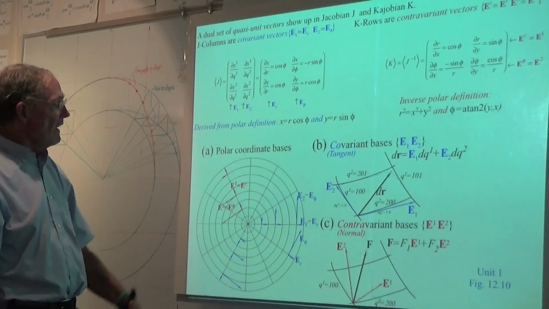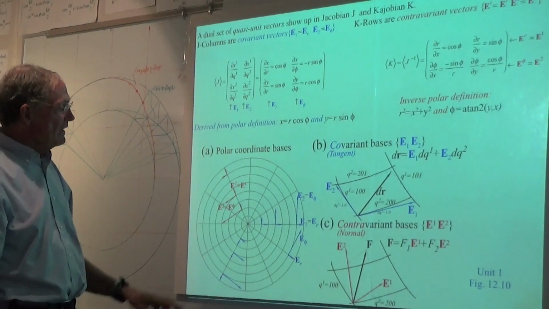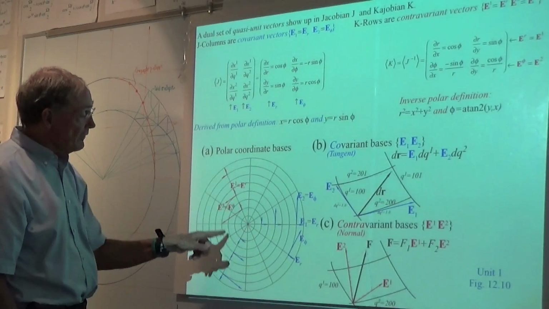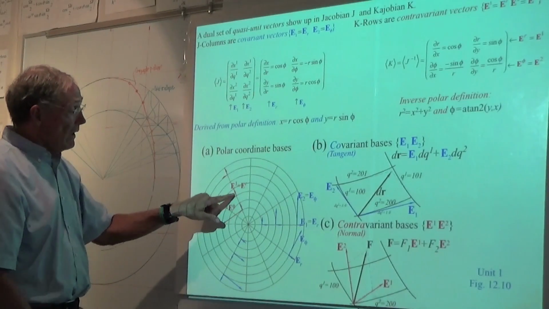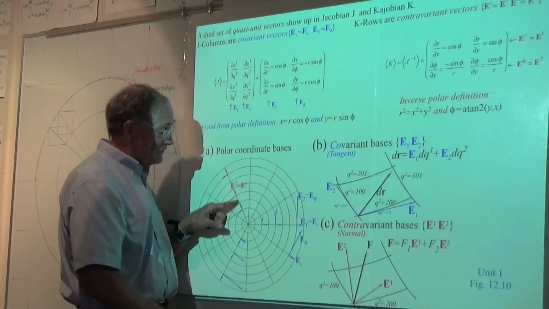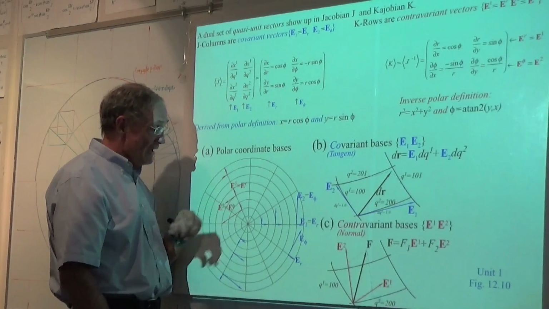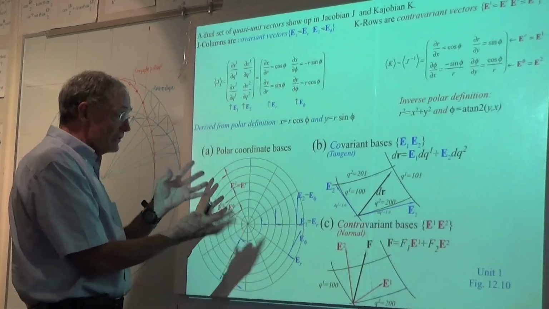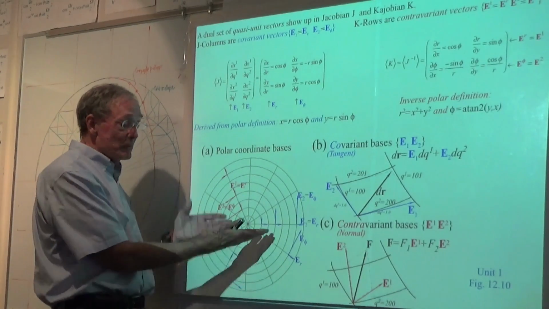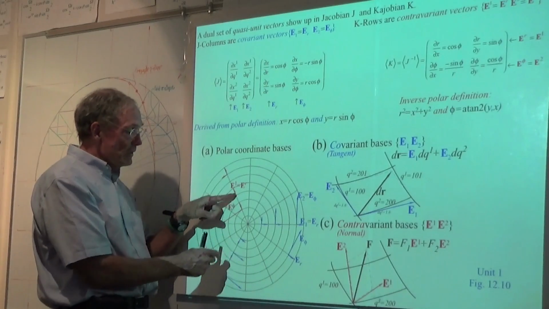E super R is normal to the R equal a constant surface. Well, it just points along the radius. It doesn't do anything different than this one does. They are the same. But that's because this is an OCC, an orthogonal curvilinear coordinate. And with respect to R, it's almost like Cartesian. It's where you see this.